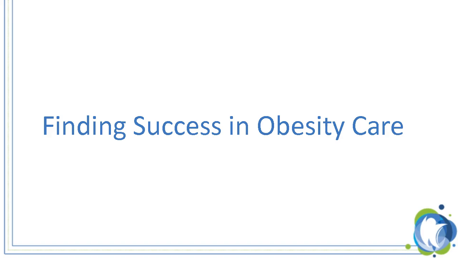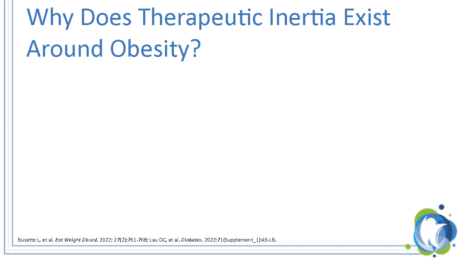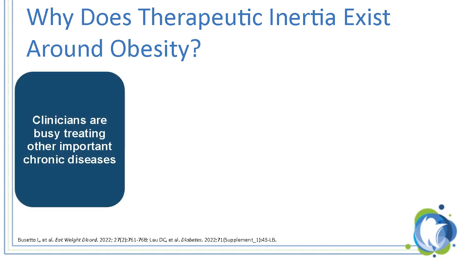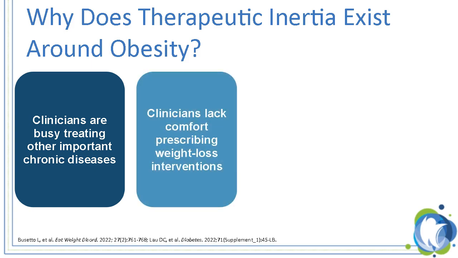All right, so I will be presenting on finding success in obesity care. So why does therapeutic inertia exist around obesity and obesity care? There's probably a lot of reasons. It's complex, and in our health system, clinicians have to do a lot in a very short period of time. So oftentimes clinicians are busy and managing multiple complex chronic diseases. So obesity often in and of itself is not something that's able to be addressed in the clinic appointment. Clinicians may lack comfort in prescribing weight loss interventions, how to bring it up, how to discuss it with the patient. It's a very fast moving industry right now, so there's a lot to keep up to date on.